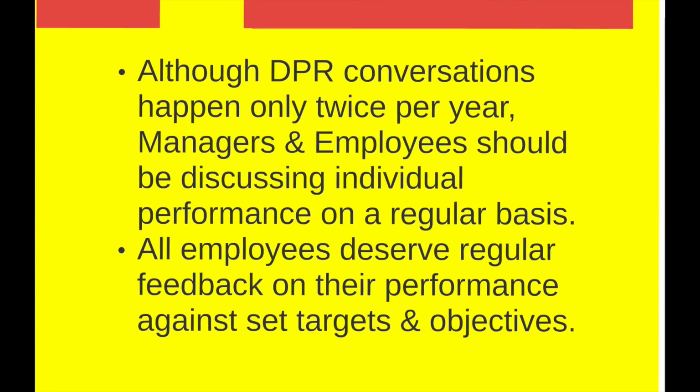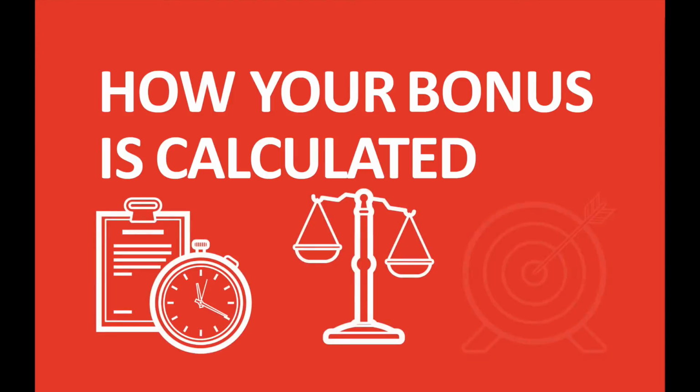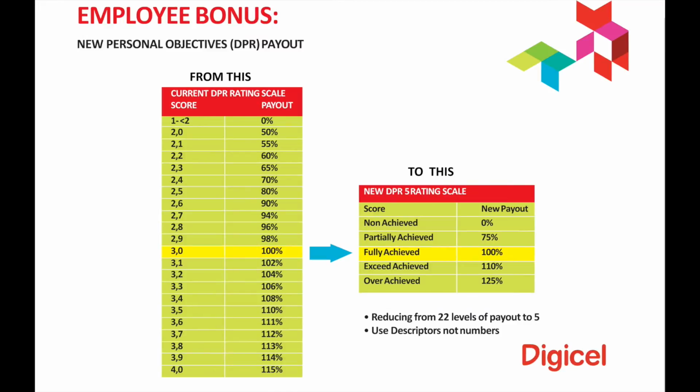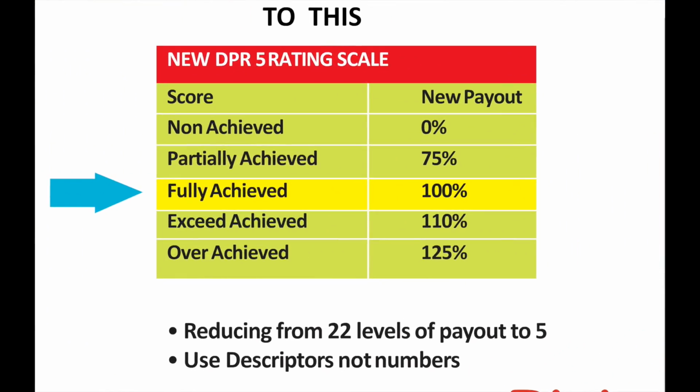Now, let's discover how your bonus is calculated. This presentation will outline how your bonus is calculated. We have moved from quite a complex rating scale to a more simplified rating scale, which is a movement from 22 levels of payment to only 5. We now use descriptors rather than numbers when agreeing on your performance rating.